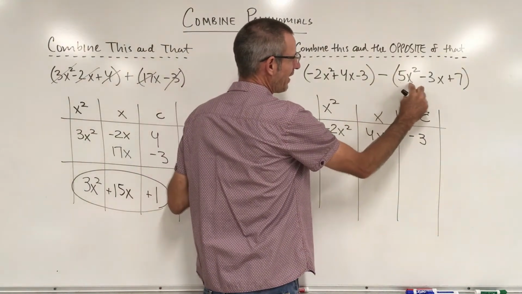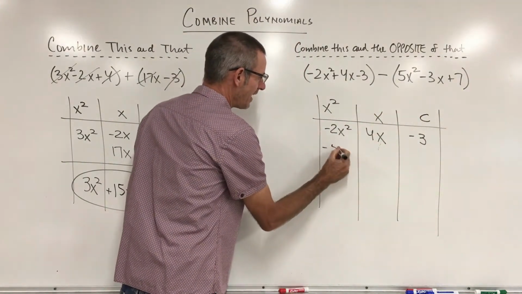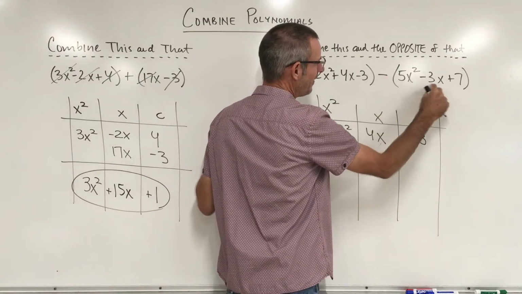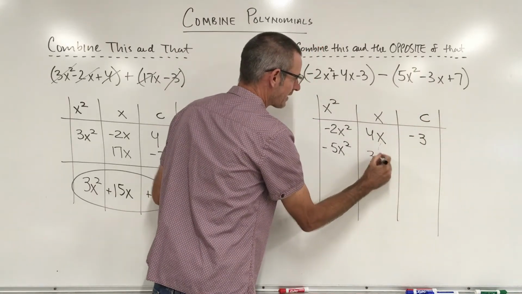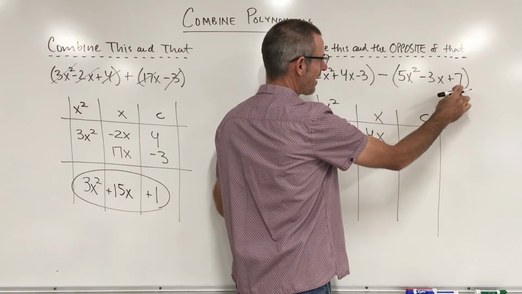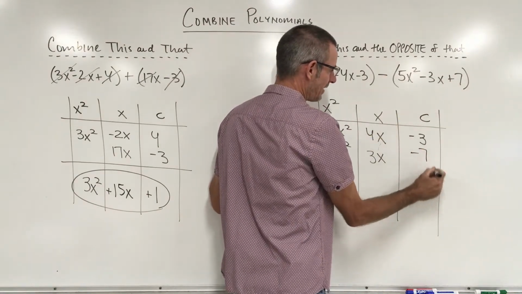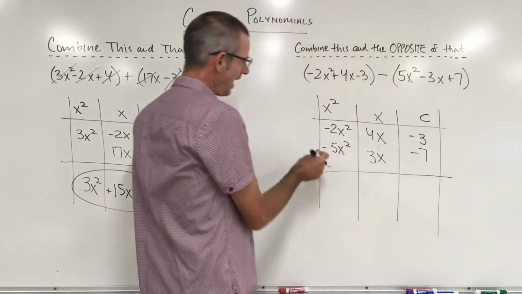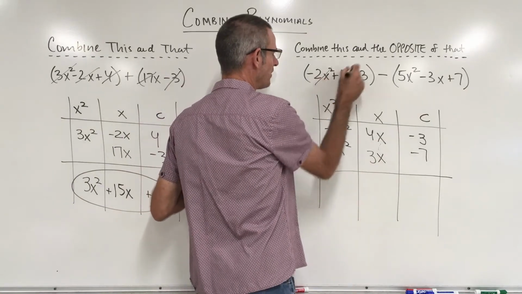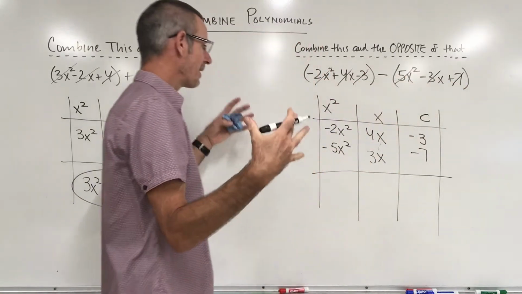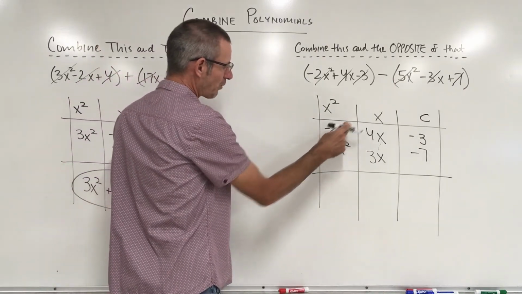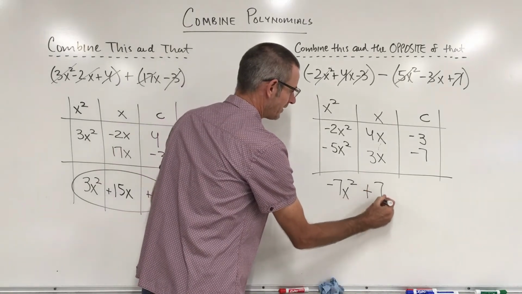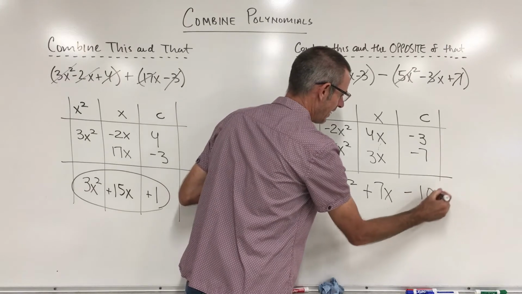So even though I look and I see a 5x squared, the opposite of that is negative 5x squared. Even though I look and see a negative 3x, because of that negative sign, the opposite of that is positive 3x. And finally, I see a positive 7, but because of that negative, the opposite of that is negative 7. So now I had 1, 2, 3, 4, 5, 6 terms, and I've got 1, 2, 3, 4, 5, 6 terms, so I didn't forget any. Now I need to combine them together. So negative 2x squared and negative 5x squared is negative 7x squared plus 7x minus 10.